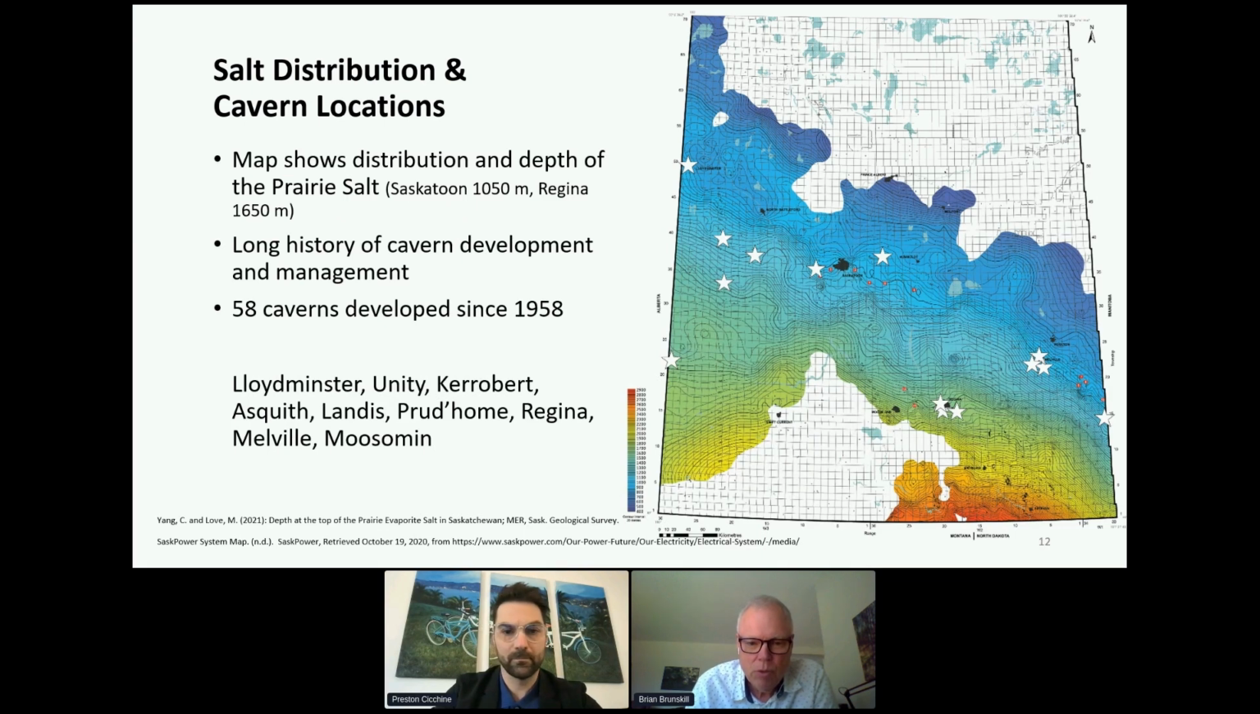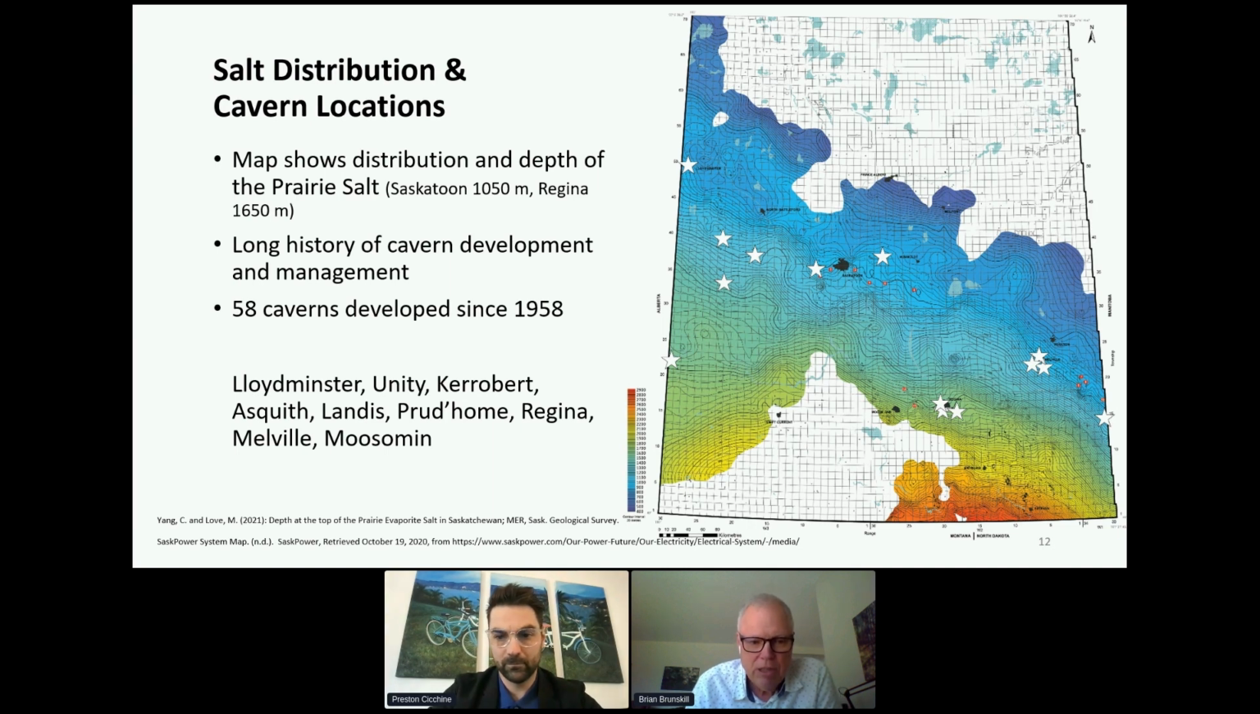This is a map of the southern portion of Saskatchewan, and the colored areas represent where that salt is. And again, we know this from the drilling of thousands of oil and gas and potash wells in the province to delineate where this is. The warmer colors just represent greater depth. So at Saskatoon, kind of in the middle of all that color, the top of the salt is at about 1,050 meters. And at Regina, it's a bit deeper at about 1,650 meters.